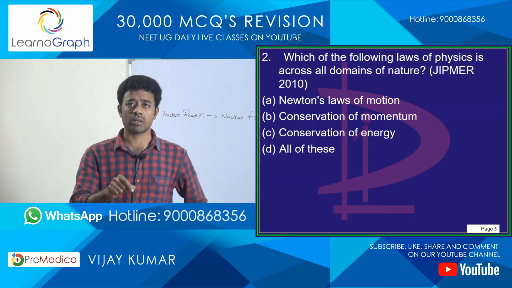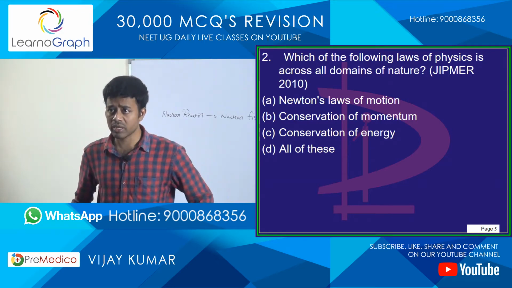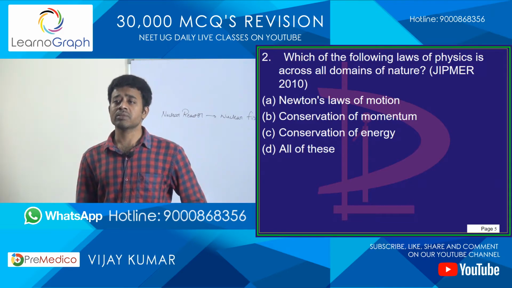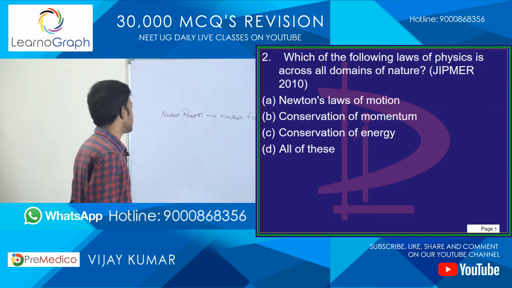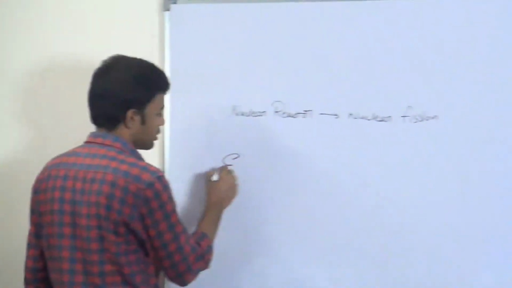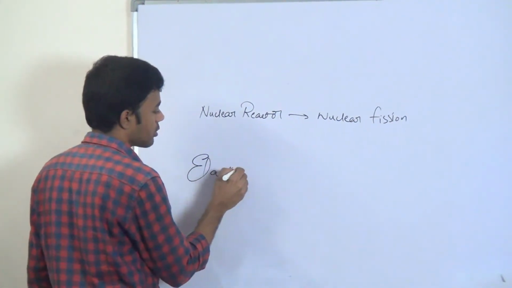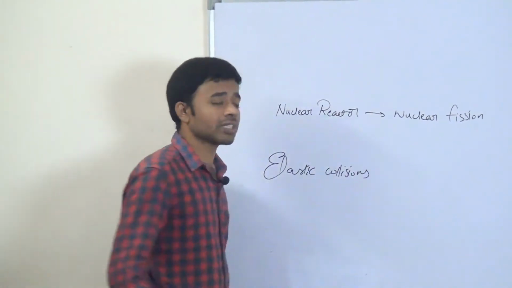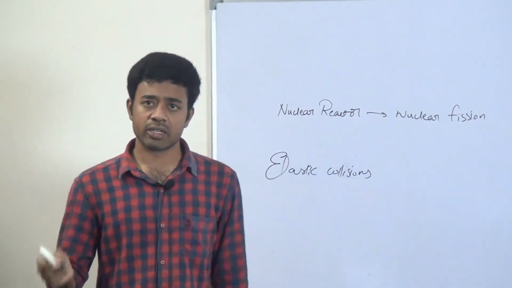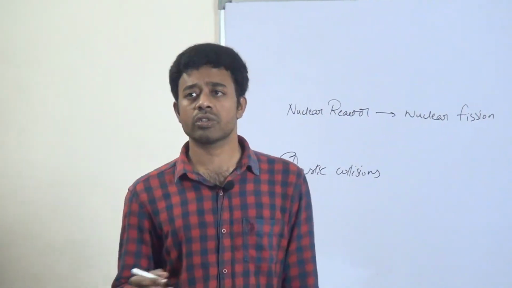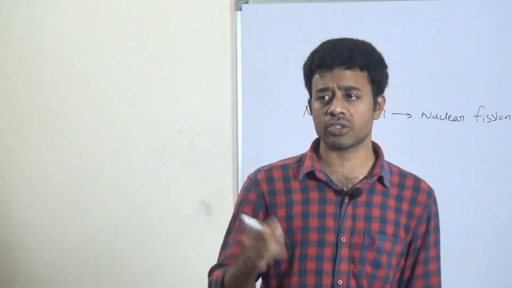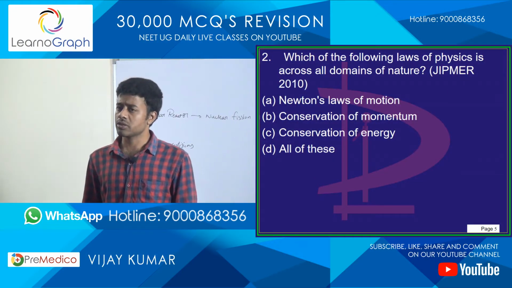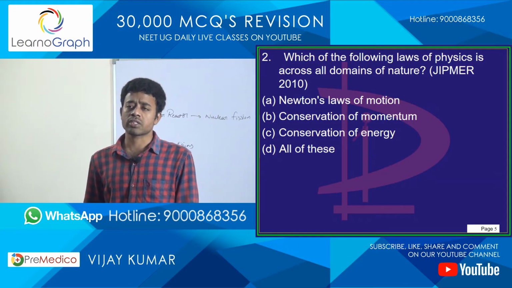Next we have the conservation of momentum. The conservation of momentum will happen only in elastic collisions, but it will not occur in inelastic collisions. We know that almost all collisions are inelastic. So the conservation of momentum is not applicable across all domains of nature, just like Newton's laws of motion.